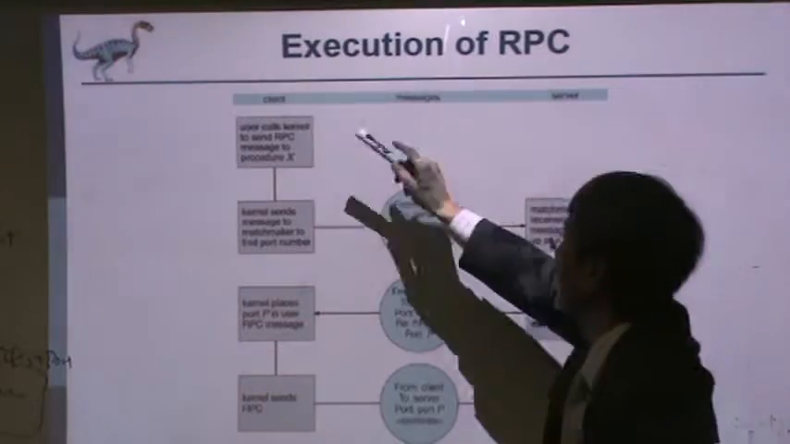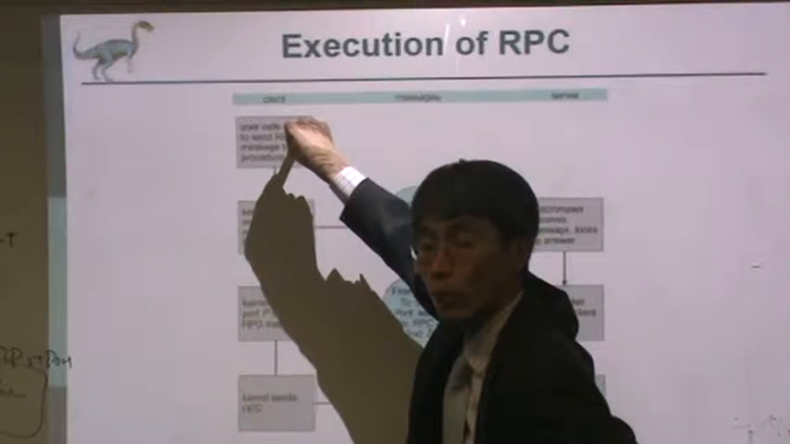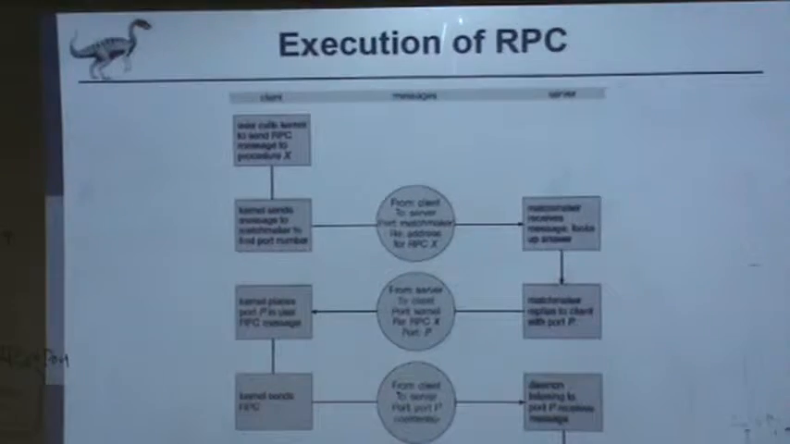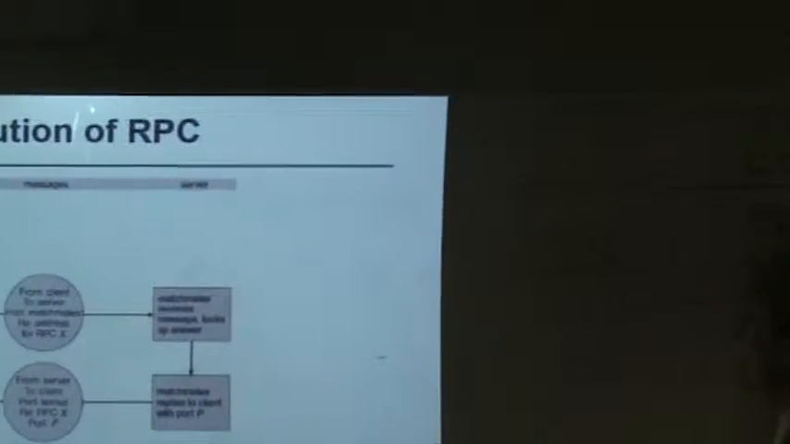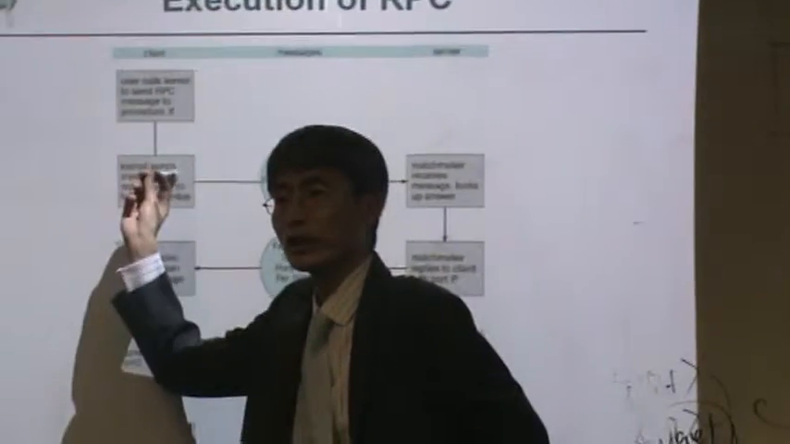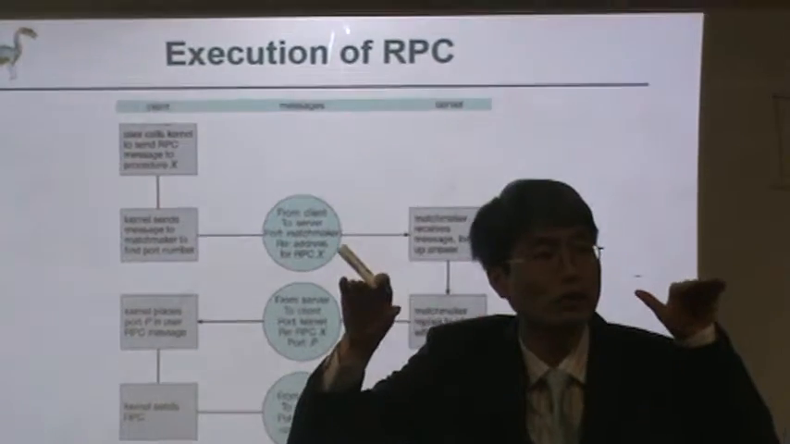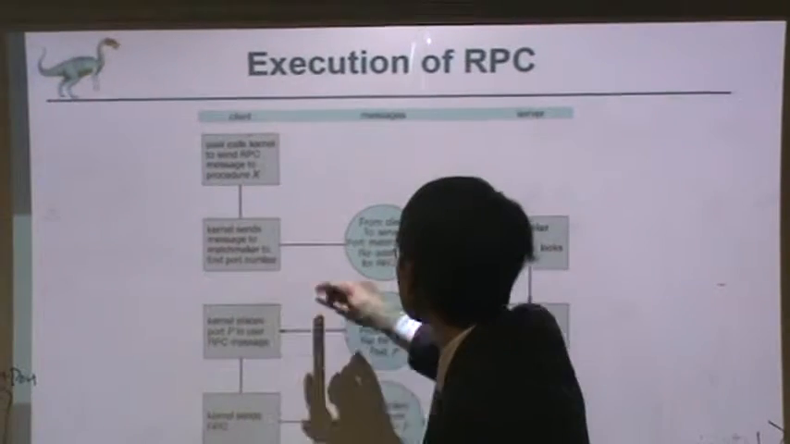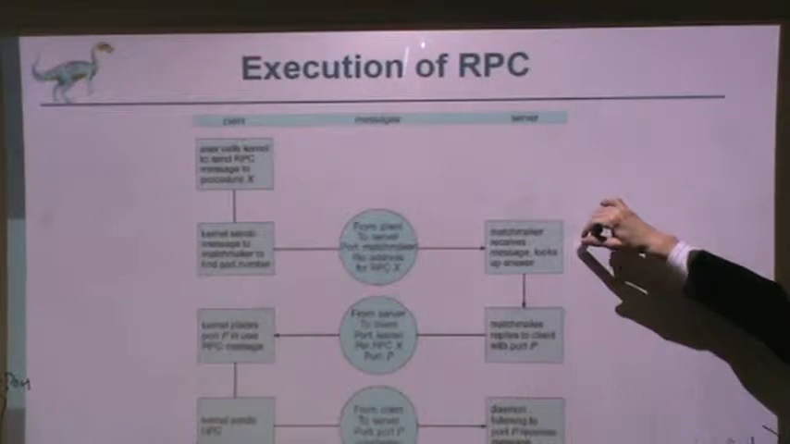So even though it starts from the process, this process does not directly connect to the other process, unlike IPC, the socket program. Actually, the kernel is in charge of both sides. The kernel is in charge of the communication. So the kernel sends the message to the server side, the matchmaker.